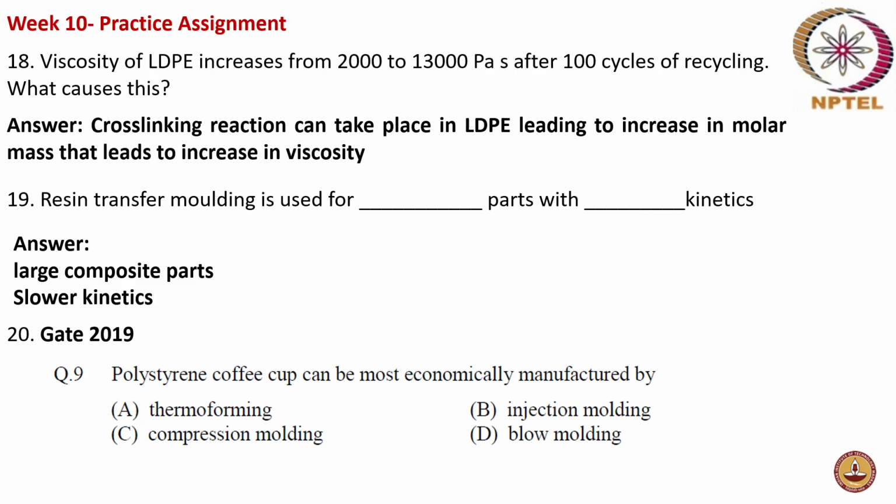Okay, next. This is a GATE 2019 question. Polystyrene coffee cup can be most economically manufactured by which of these methods? Is it thermoforming, or injection molding, or compression molding, or blow molding? Which of these methods is used for economical manufacturing of polystyrene coffee cups? The answer is thermoforming. Thermoforming is kind of a stamping operation. So this kind of an operation is used for making polystyrene coffee cups.